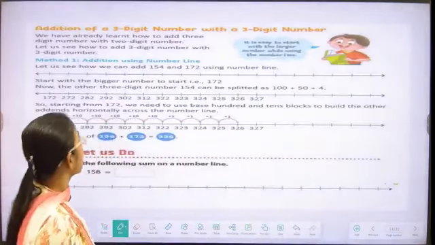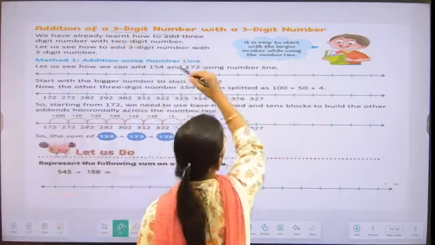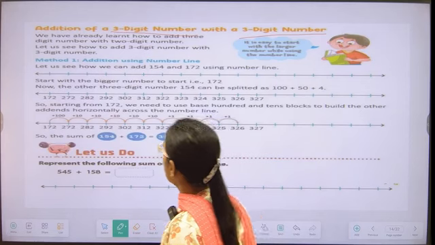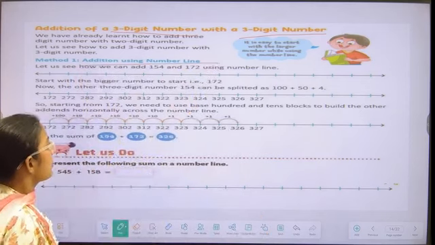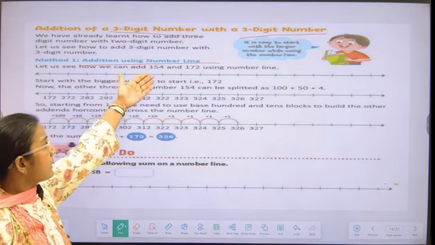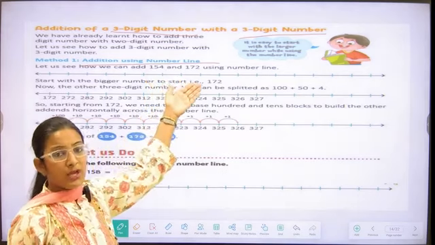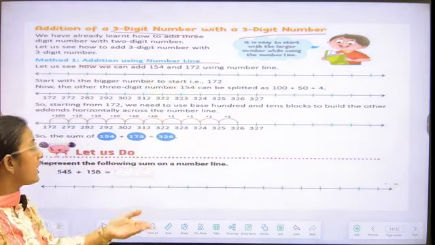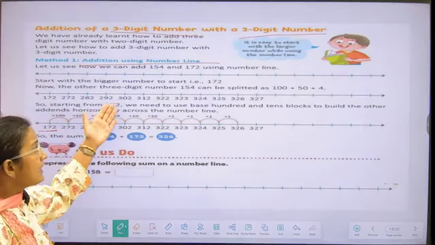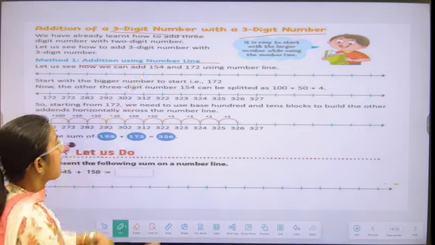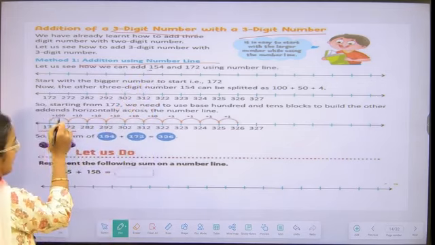Let's move further, student. Now we are going to add a three-digit number with a three-digit number. Let's understand first with the help of a number line. So what we have to do? We have to add 154 with 172. First, we have to write the bigger number on the number line, that's 172. Now, how many 100 blocks we have to move? We have to move 100 blocks. So we can write 272 for that.